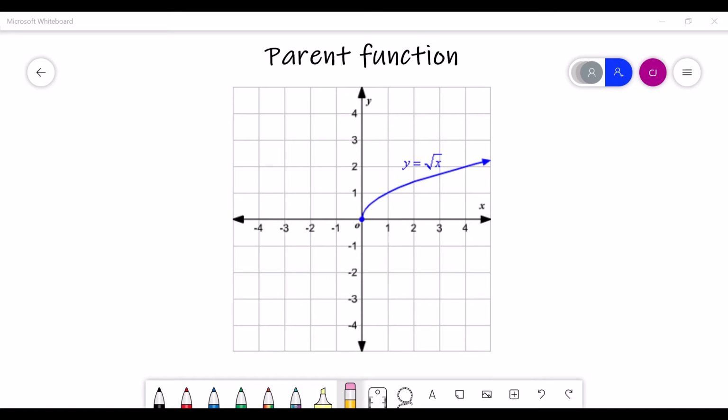So this is our parent function for a square root, and you'll notice that it starts at the origin and it curves to the right. So this is what we're going to be looking at. We're going to be manipulating the parent function, which is y is equal to the square root of x, or sometimes you'll see f of x is equal to the square root of x, and we're going to be changing or adding or taking away elements to the parent function to see how it changes.